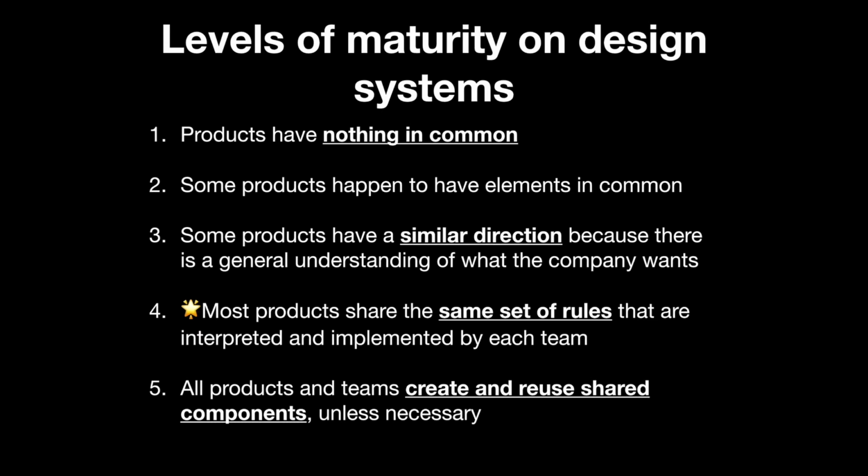The second level is that some products happen to have the same or common elements, but it was mostly a coincidence, like we happen to have the same background. The third one is that different products have a common direction, because when you're working in the same company or in a similar position, you kind of understand what your company is about. So they happen to have the same direction, or maybe they talk about it and say, yeah, we should have clarity, so both products have clarity. But there is no set of rules about that.